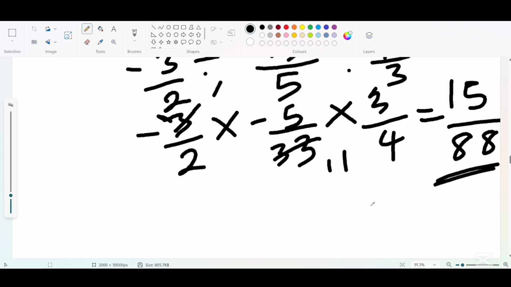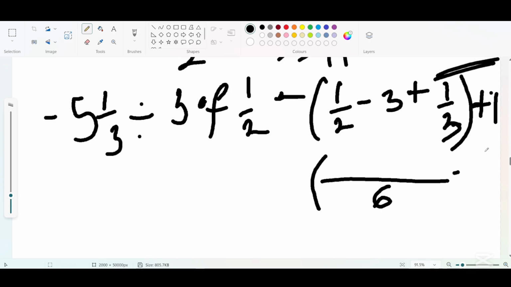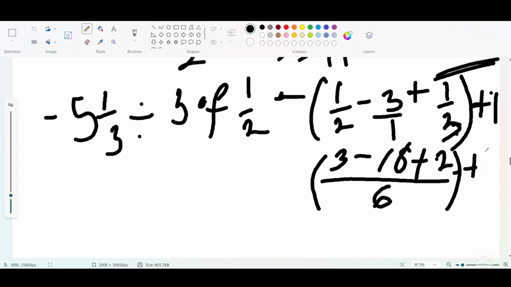So that is it. Okay, so let's quickly do this example. In this example, we have the brackets here. So this is the brackets, so that's the first thing we are going to deal with. In this bracket, we'll look for the LCM, which is 6. And 2 in 6 is 3, 3 times 1, 3. Minus, this is like 3 over 1, so 1 is 6, that is 6 over 1. 6 times 3, that will be 18. And plus 6 divided by 3, that's 2, 2 times 1, 2. So that's what we'll do first.